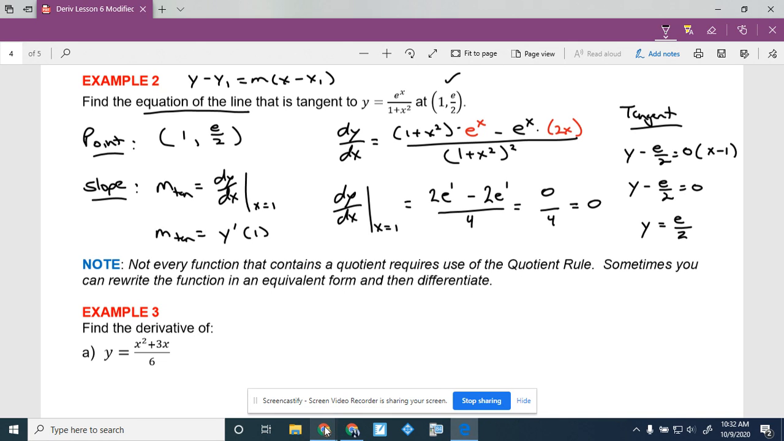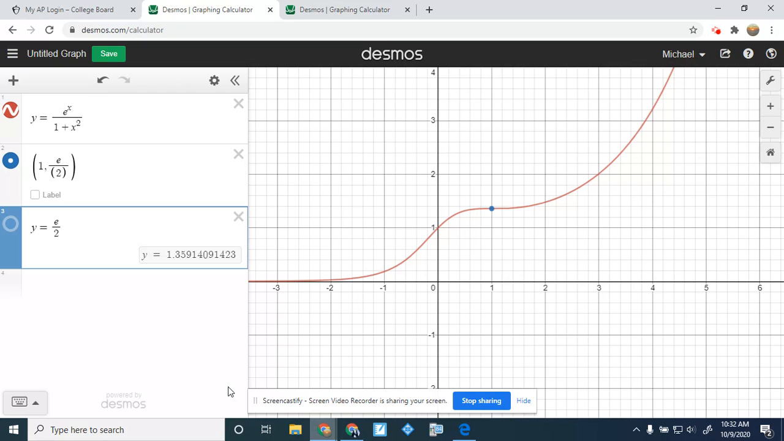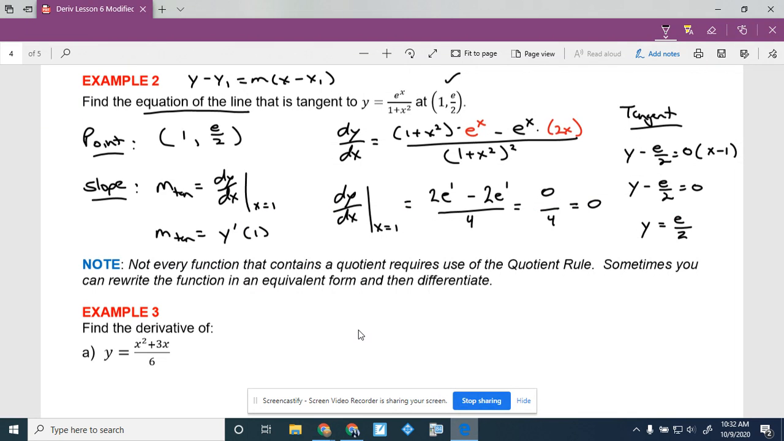So let's just take a peek at the graph here. So here's the graph of e to the x over 1 plus x squared. I actually went ahead and plotted the point where we wanted to draw in our tangent line. And when you do it, it looks like there's a horizontal tangent there, right? And the equation of that line is y equals e over 2. All right, so pretty neat stuff there. All right, so let's go back to this now.